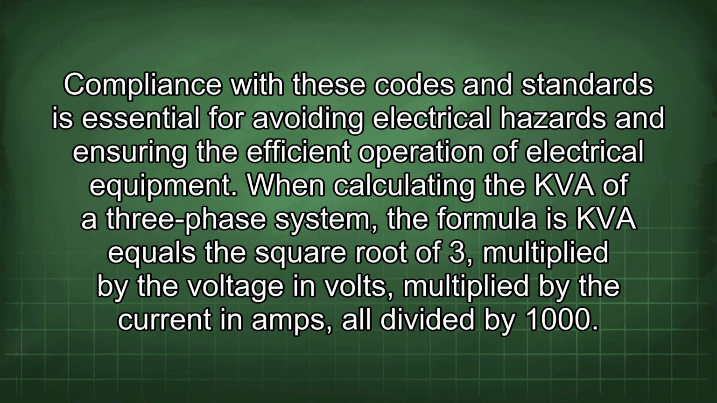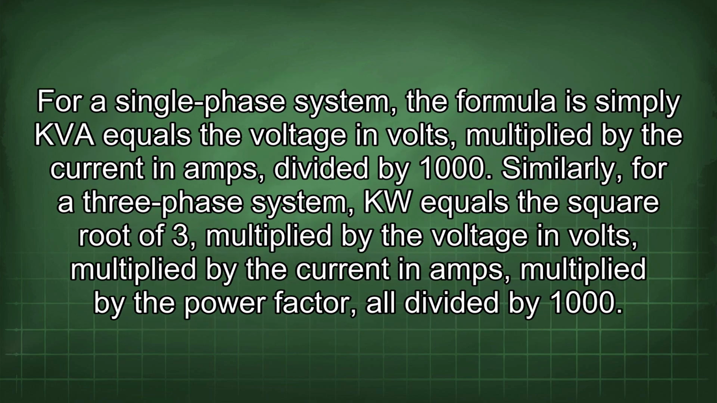When calculating the KVA of a three-phase system, the formula is KVA equals the square root of 3 multiplied by the voltage in volts multiplied by the current in amps, all divided by 1000. For a single-phase system, the formula is simply KVA equals the voltage in volts multiplied by the current in amps divided by 1000. Similarly, for a three-phase system, KW equals the square root of 3 multiplied by the voltage in volts multiplied by the current in amps multiplied by the power factor, all divided by 1000.